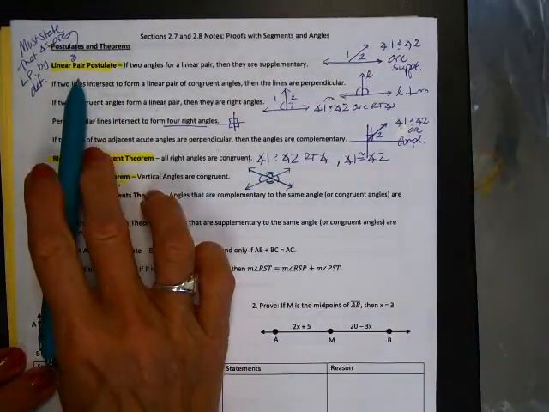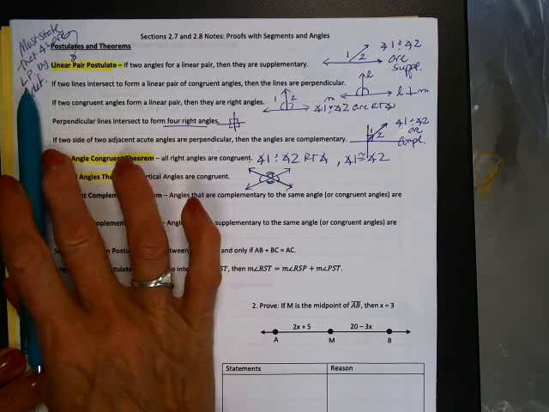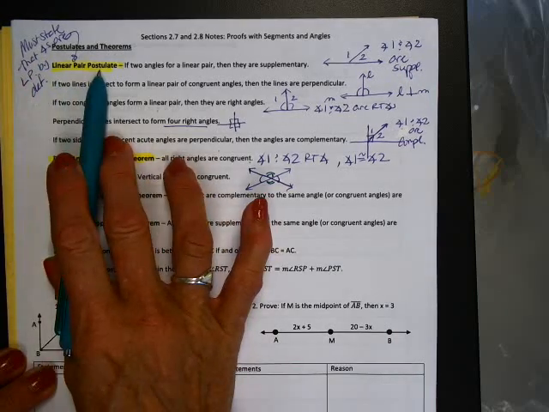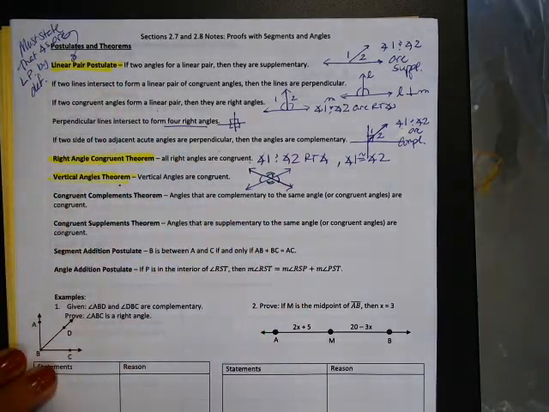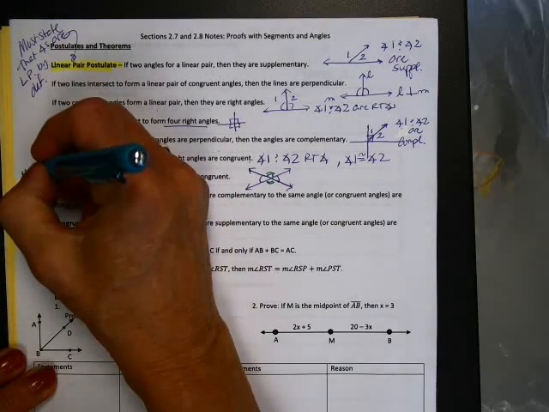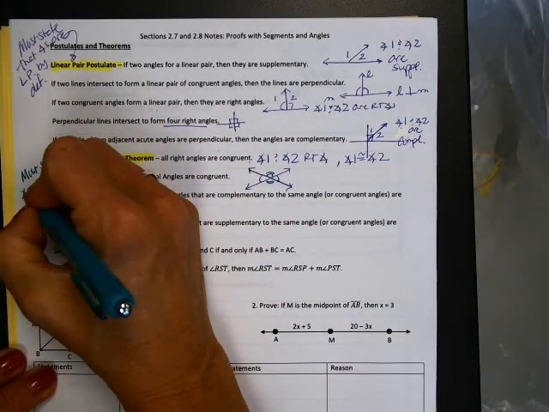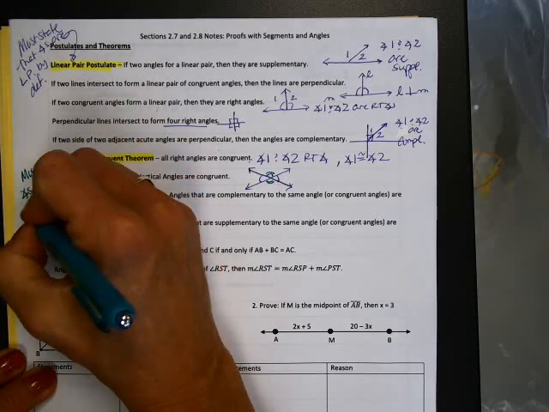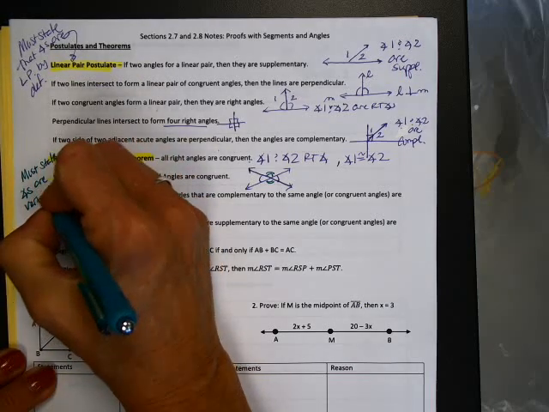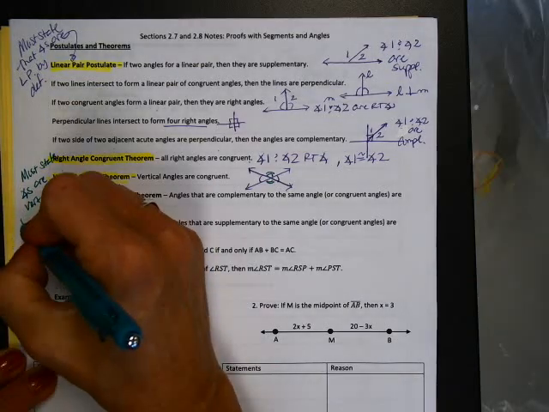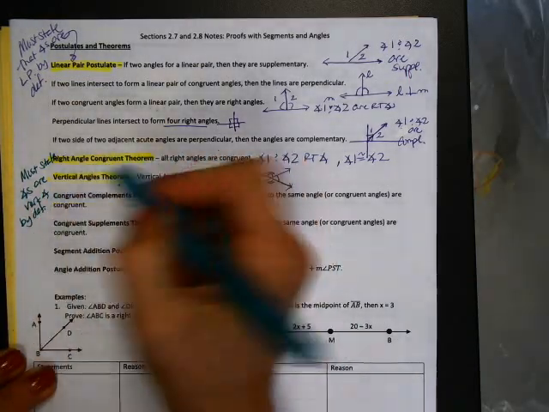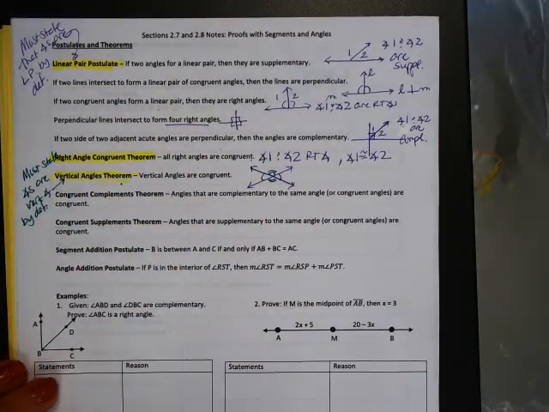But guess what? Remember here with the linear pair postulate, you had to say that they formed a linear pair before you could use your postulate? Same thing here. You must state that the angles are vertical angles by definition first, before you use that.